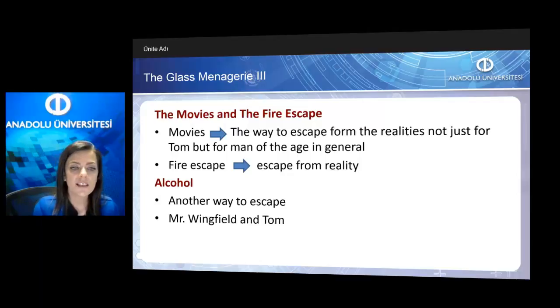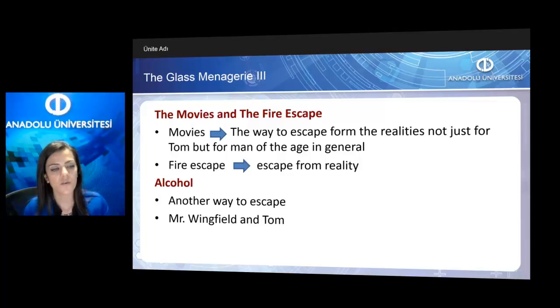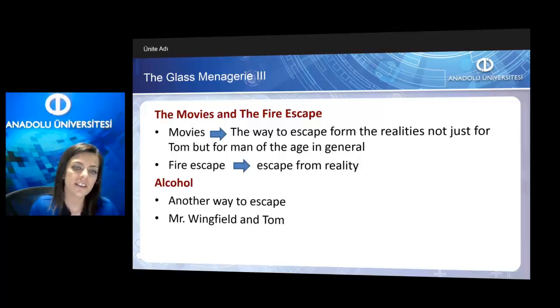Another symbol is the movies and the fire escape. Tom at night says that he is going to the movies, but it is actually a way to escape from the realities. And not just for Tom, but for the men of the age in general, because the social atmosphere of the play is quite loaded. It is before the Second World War, after the Civil War, and there are political upheavals all around the world. That's why movies are a way to escape from all these harsh realities. The fire escape is also a symbol to escape from reality.